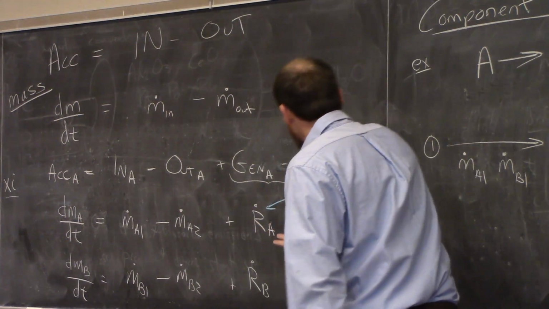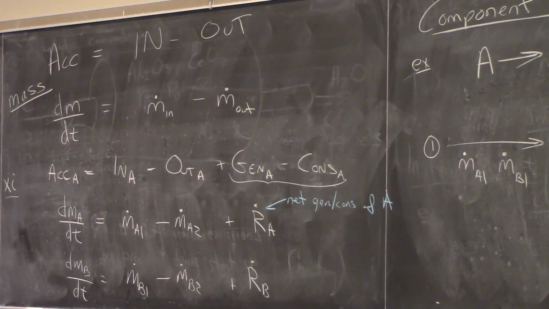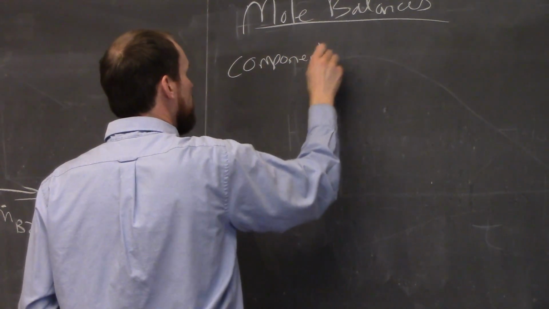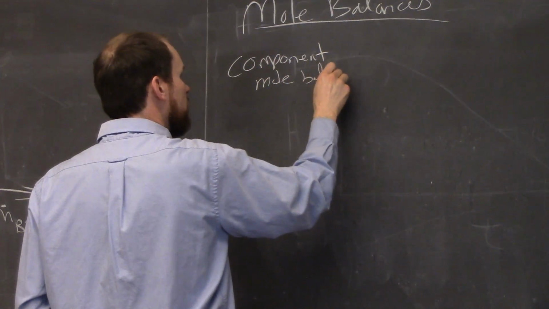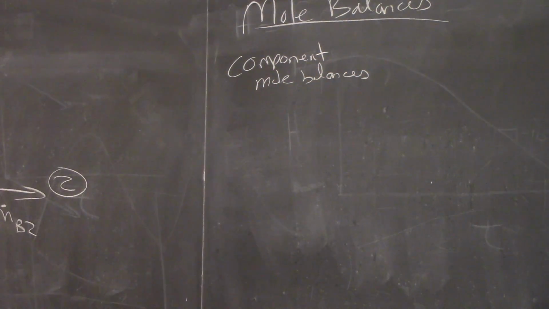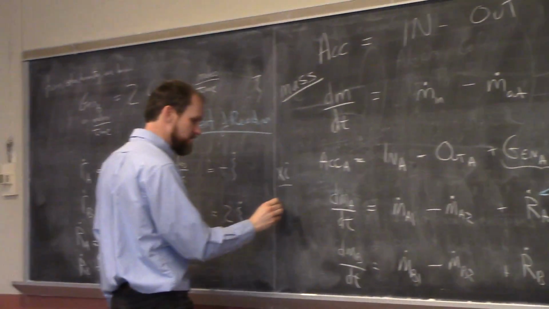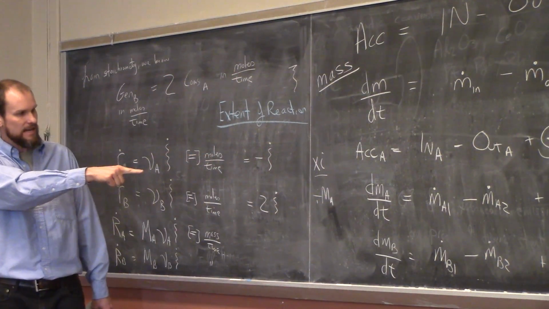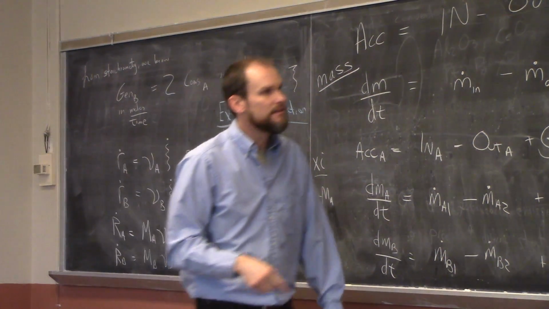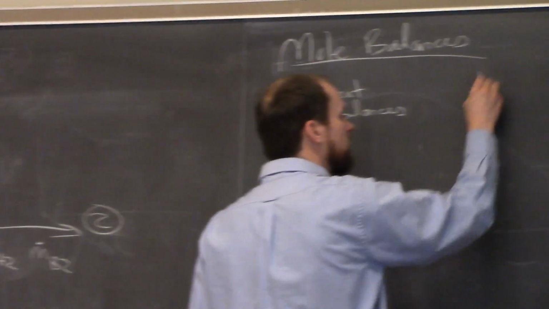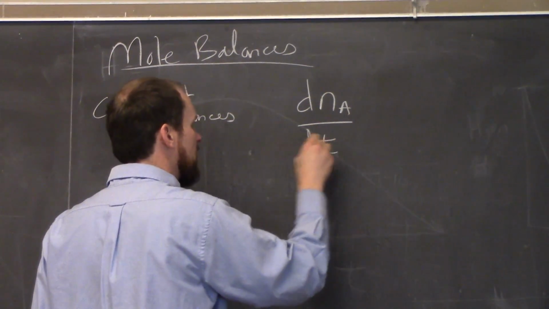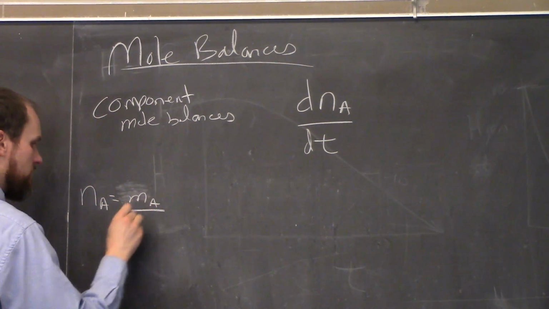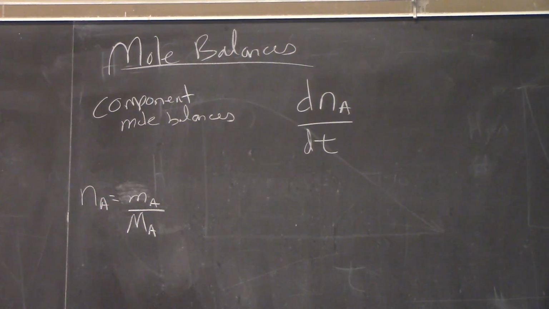Now I'm going to take these equations and change them to moles. I want to take the equation for A and turn it into moles. So, component mole balances. If I take the whole equation and divide it by the molecular mass of A, the change of mass of A per time divided by the molecular mass will give me the change of moles of A per time. So NA equals MA over molecular weight of A. That's a small m and a big M.